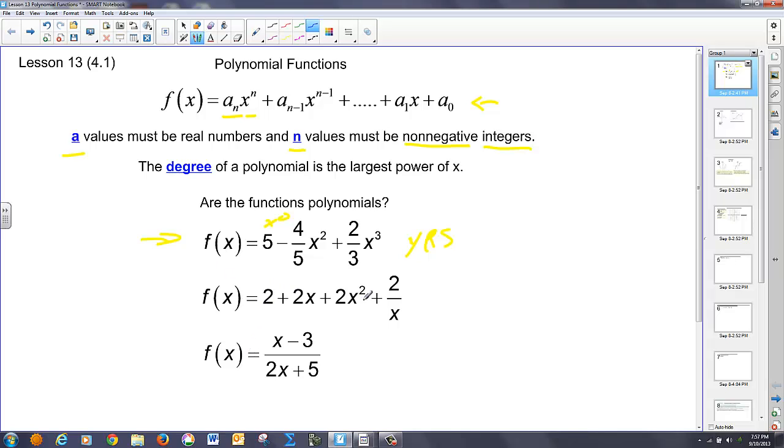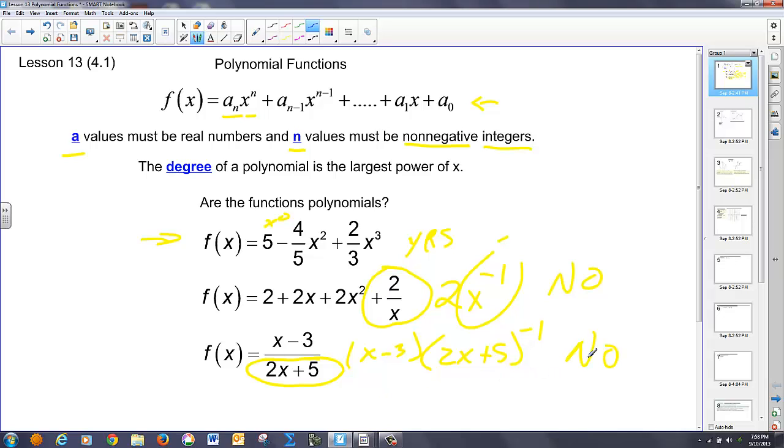This next one looks all the same until I get to this point right here. What power is 2 over x? Well, this is the same as 2 times x to the negative 1. There's your negative exponent, so no, that's not a polynomial. Last guy, first of all, we've got a rational expression. We can't even bring this to the top without saying that's (x minus 3) times (2x plus 5) to the negative 1. That messes everything up, so this is definitely a no.